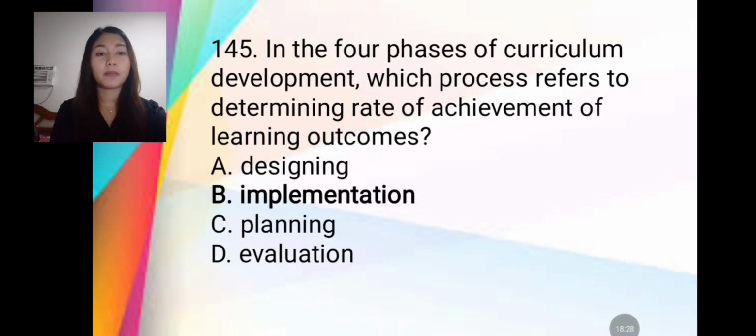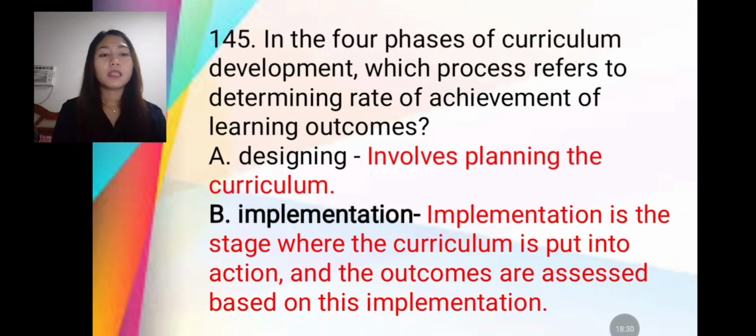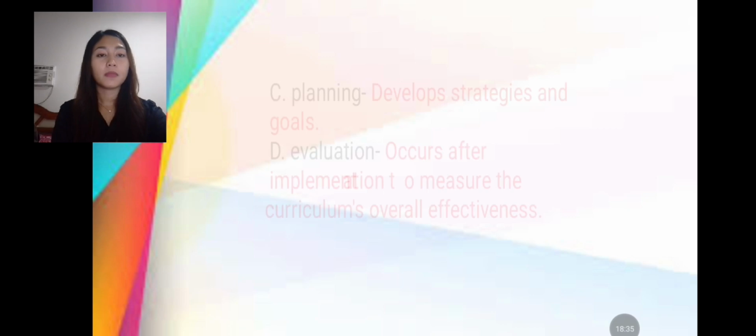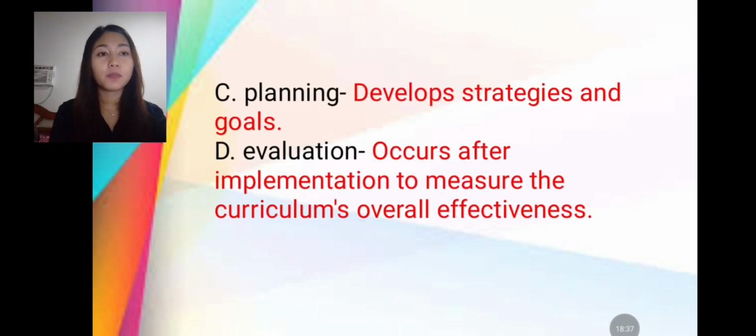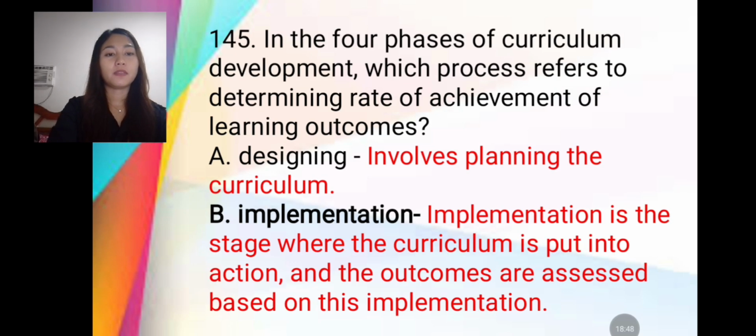So why not designing, planning, and evaluation? In designing, it involves planning the curriculum. While in planning, develop strategies and goals. And evaluation occurs after implementation to measure the curriculum overall effectiveness. So the answer is implementation because implementation is the stage where the curriculum is put into action and the outcomes are assessed based on this implementation.